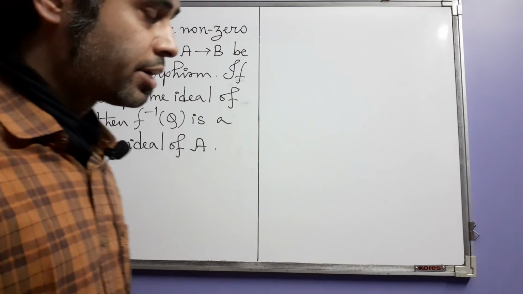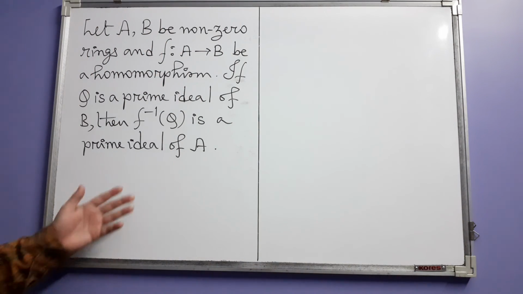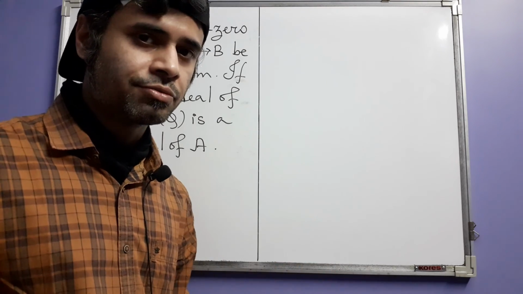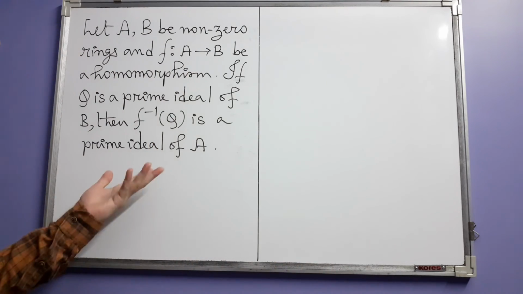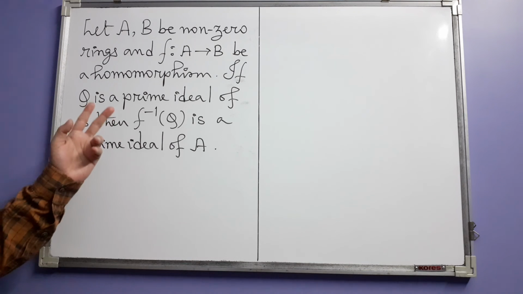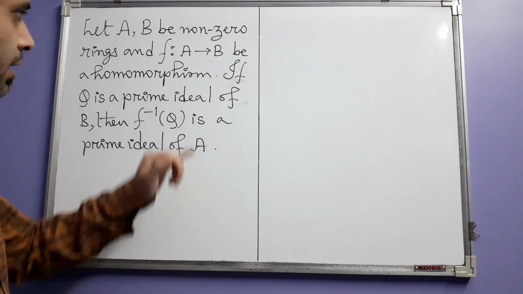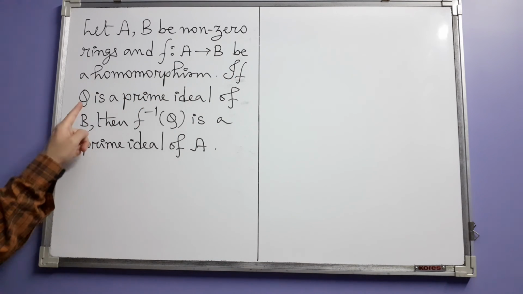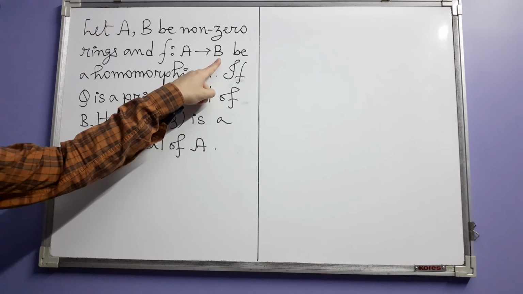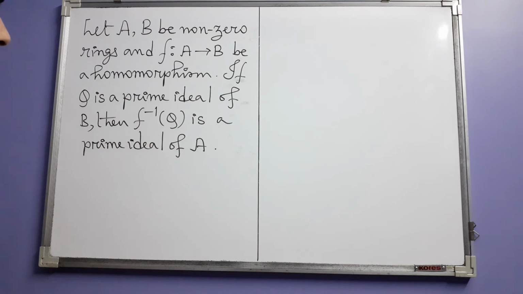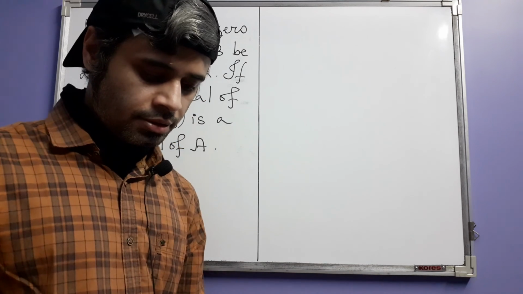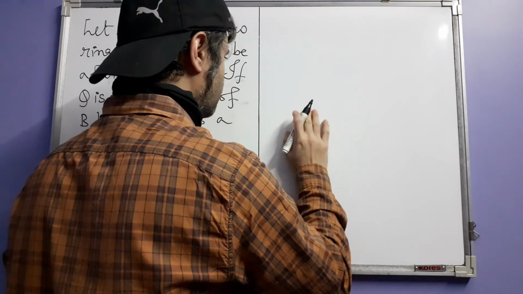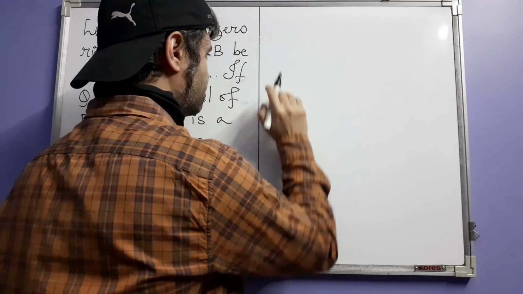Okay, so let us start today's discussion by addressing this issue that we had about what we did in the last video. So you know what I am talking about. We have two non-zero rings A and B, and F is a homomorphism from A to B. If Q is a prime ideal of this ring B, then F inverse of Q is a prime ideal of A. If you remember the proof, I would say proof of course because this is a claim.